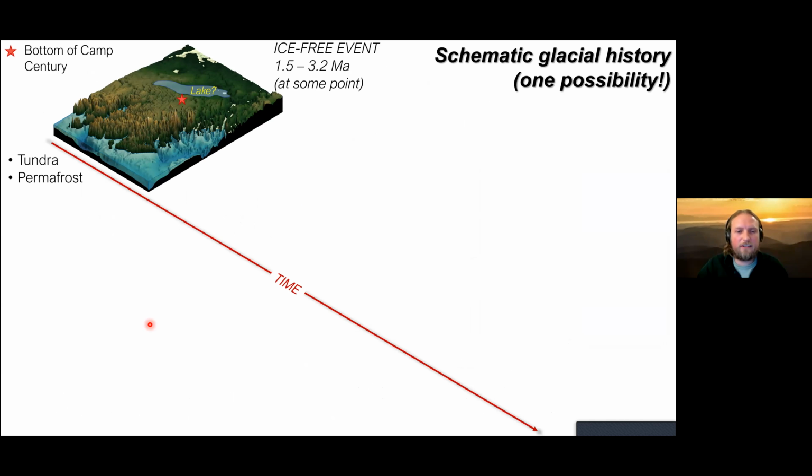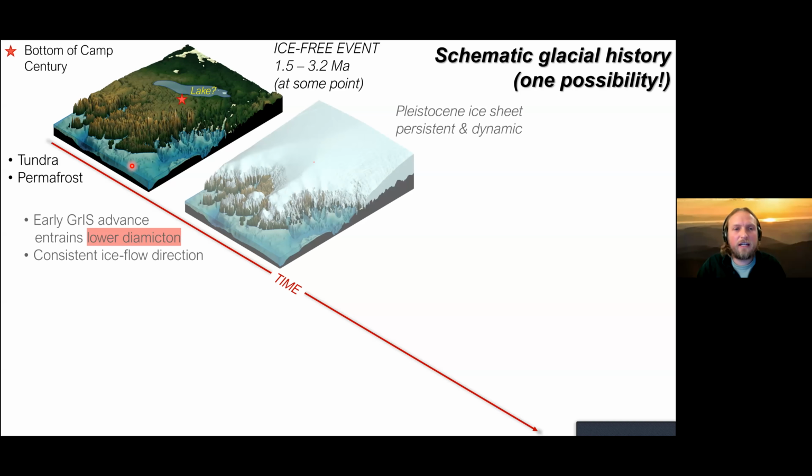So let's synthesize what I am talking about here in one possible schematic glacial history. And I'm using this really cool MATLAB program by Chad Green to show the BedMachine map of Greenland. Sometime in the early Pleistocene, we had an ice-free event where there was tundra growing and permafrost, possibly some lakes. And then there has been persistent but dynamic ice sheet cover over this part of Greenland through the Pleistocene, where this lower diamicton became entrained.